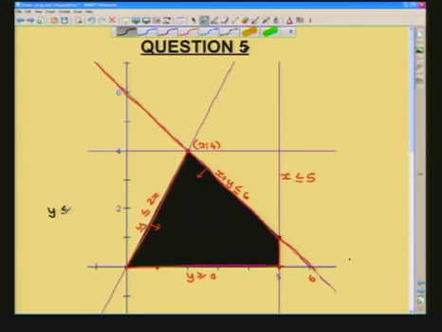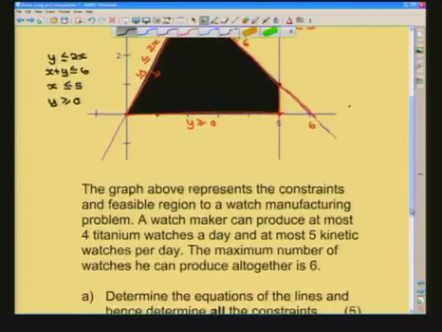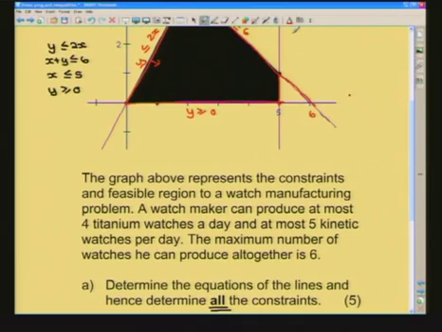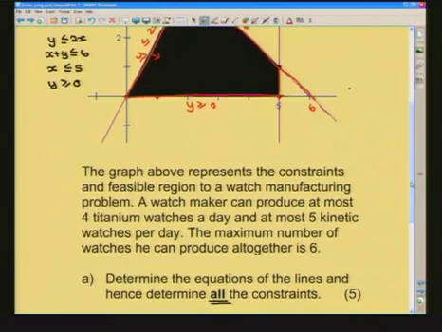It's y less than or equal to 2x. It is x plus y less than or equal to 6. It's x less than or equal to 5. And it's y greater than or equal to 0. Let's just check. It's 1, 2, 3, 4 lines. That's correct. Now, why is that all there? Why are they stressing that, if that is all there is to this question?